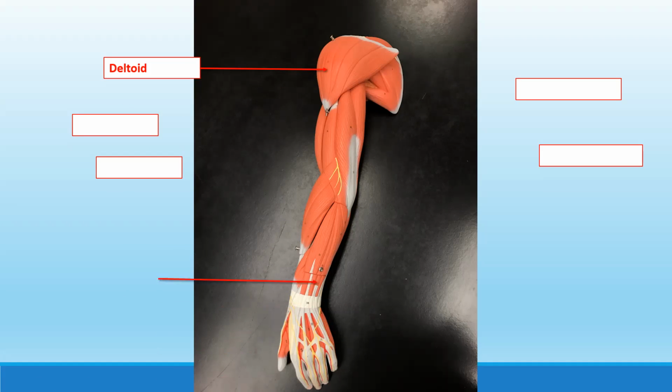deltoid muscle. Here we have the biceps brachii on top. Here we have the triceps brachii on the bottom. These muscles, by the way, are antagonistic to each other. When the biceps contracts, the triceps relaxes. When the triceps contracts, the biceps relaxes.